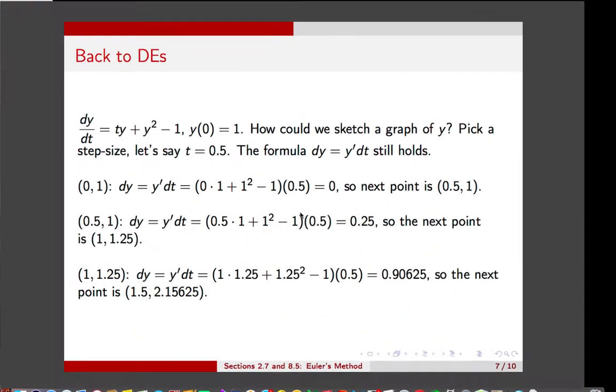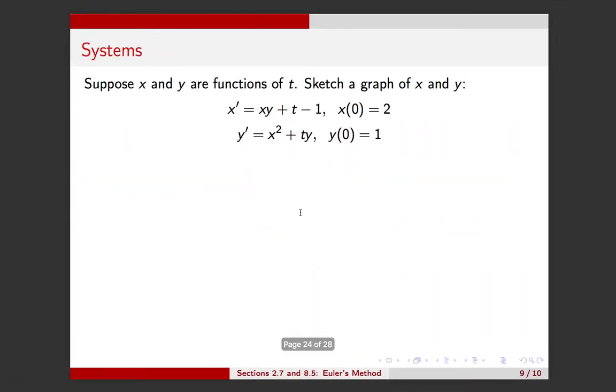Okay, so let me conclude this by now talking about systems of differential equations. By the way, the reason that the sections are 2.7 and 8.5, 2.7 covers what I just did. 8.5 covers the systems part. And the systems part, again, is what we care about because we're going to be using Euler's method on systems of DEs in the epidemic models section. So let me just quickly walk you through that.